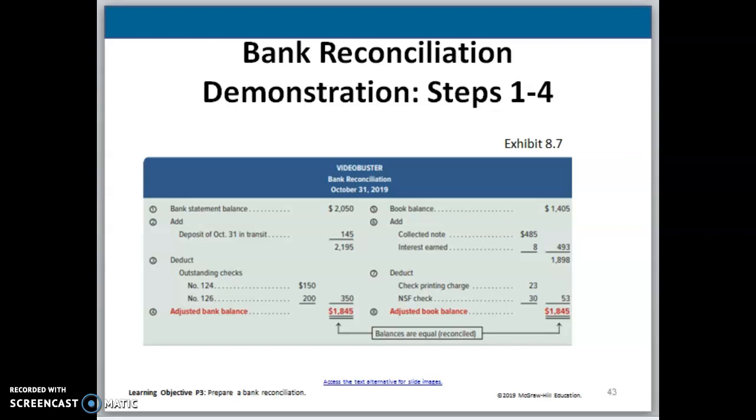So Video Busters had a $145 deposit that was placed in the bank's night depository on October 31st, but it hadn't been recorded on the bank statement yet. So we're going to add that to the balance. That gives us that $2195.